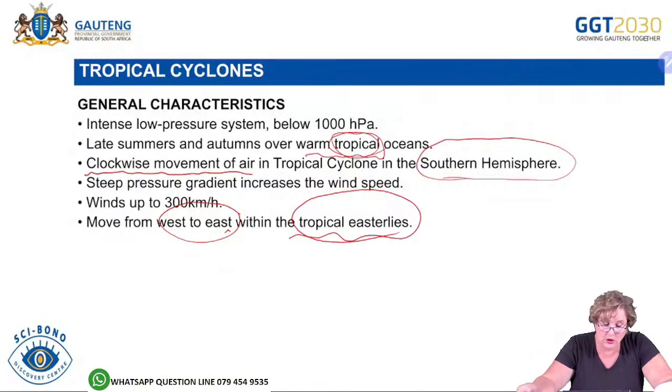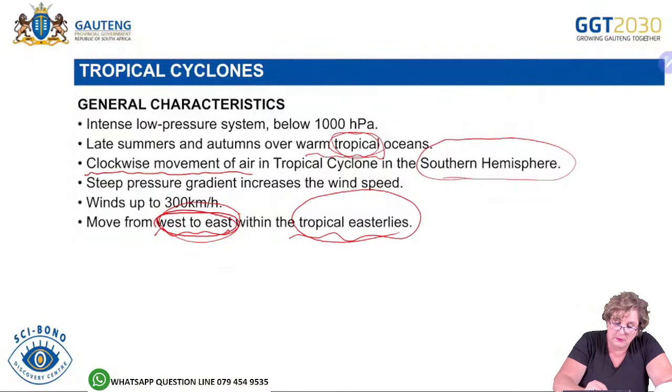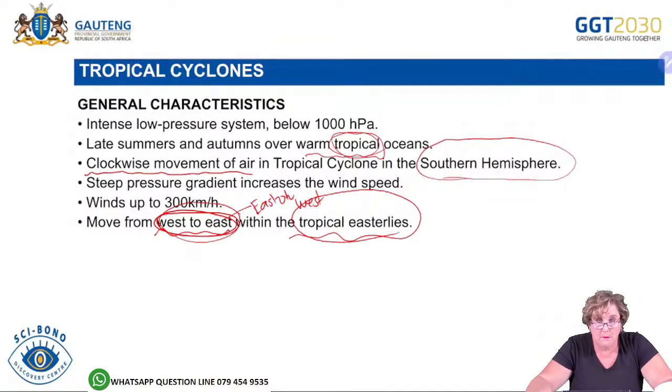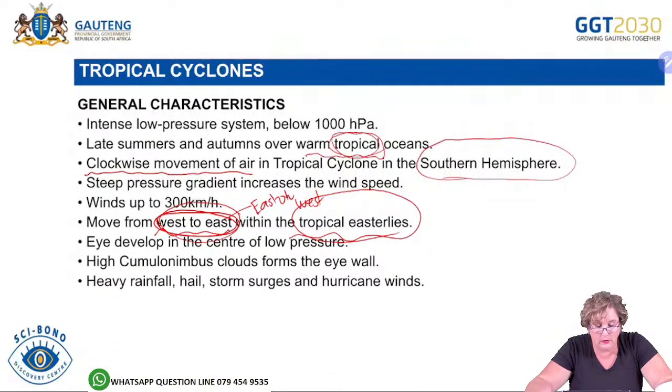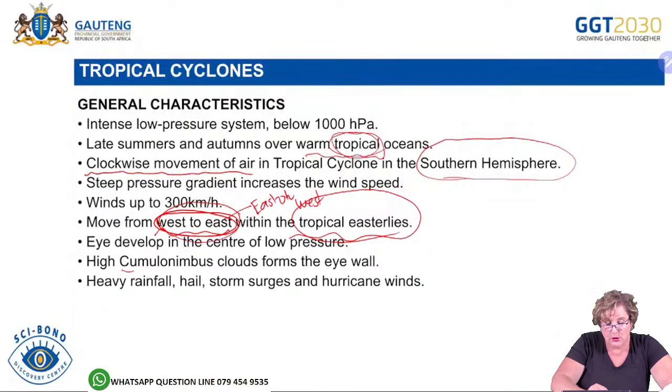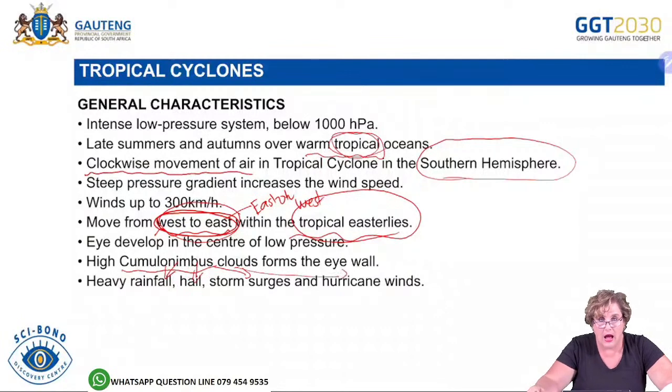It's actually east to west, not west. It's just my mistake there. It moves from east to west. A mid-latitude cyclone moves from west to east. The eye develops in the center of a low pressure. We have high cumulonimbus clouds, which form the eye wall, and because of this cumulonimbus cloud, we all know cumulonimbus clouds are associated with heavy rain, hail, storm surges, and hurricane winds.